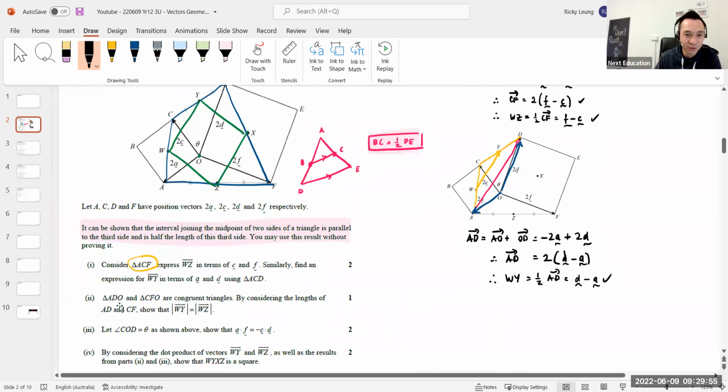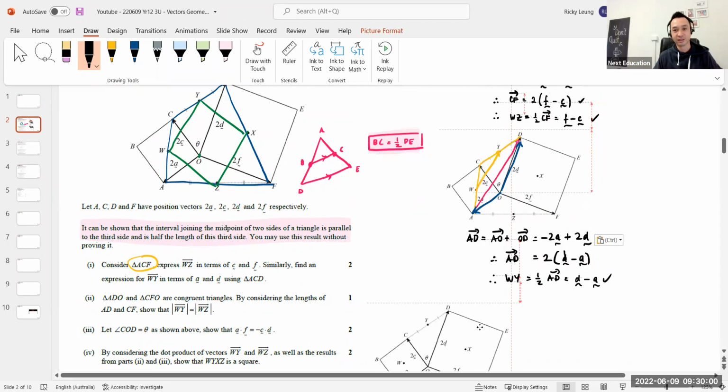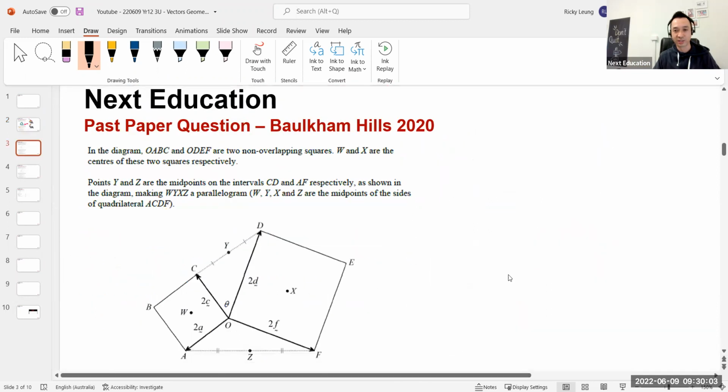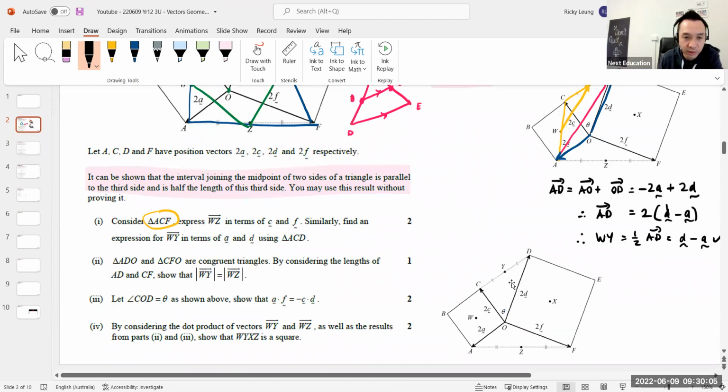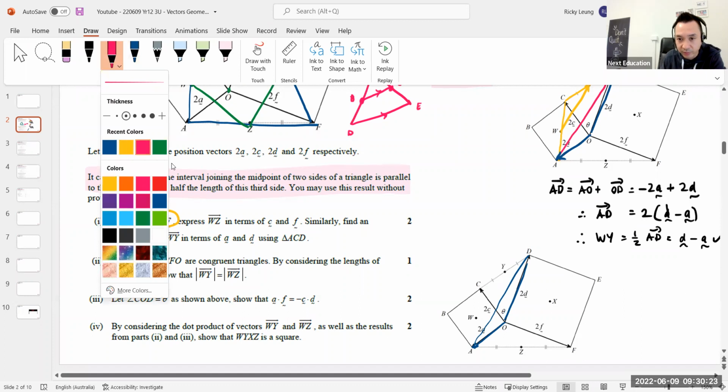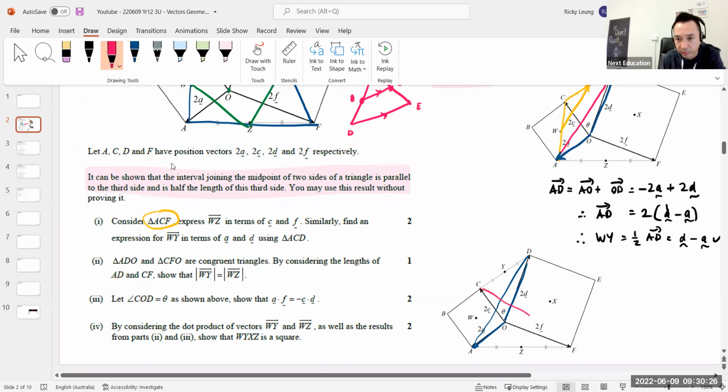Part 1, triangle ADO and CFO. So let's make another copy of this so we can draw and scribble over it so I can talk to it. Triangle ADO, where's that? ADO, yep, that triangle there. It's congruent to triangle CFO, so maybe I'll give it a different color, CFO. Okay, yep, I can see that they are congruent. Yeah, 2 sides of the square and the angle in between.